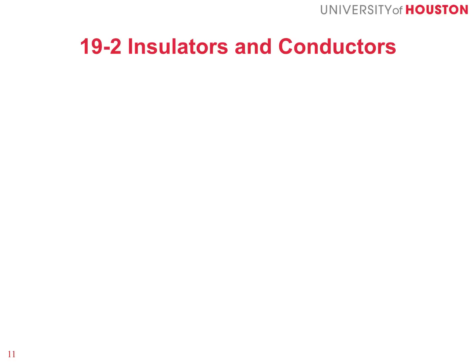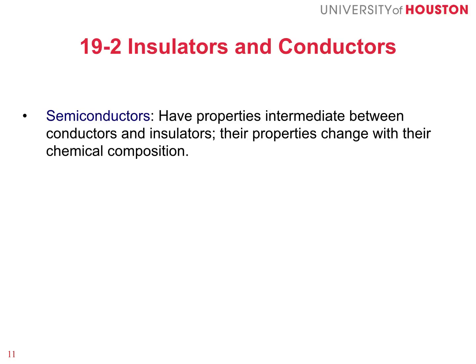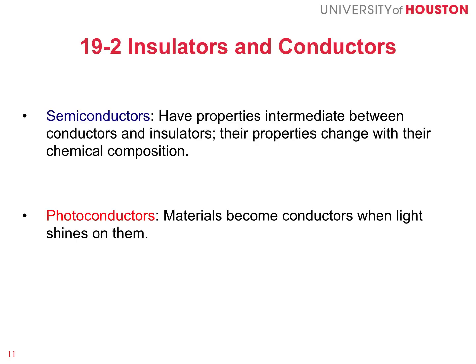There are two other types of materials. We have semiconductors, and these have properties that are intermediate between conductors and insulators, and those properties will change depending on their chemical composition. Another class of materials are photoconductors, and these are materials that become conductors when light shines upon them.